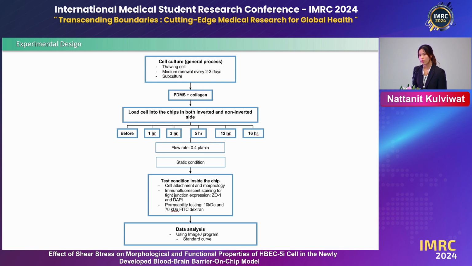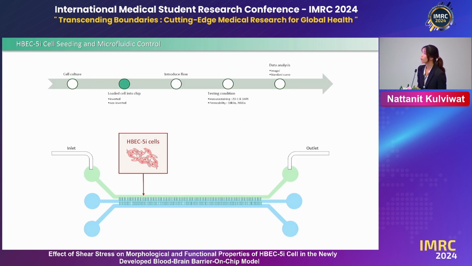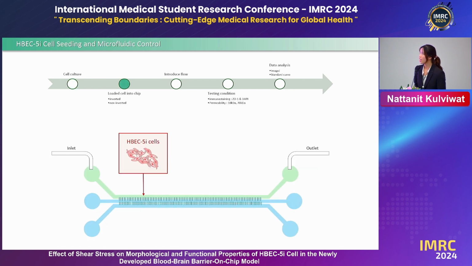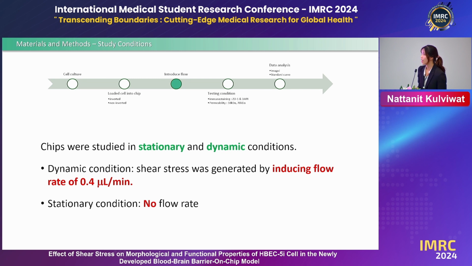This is the overview of the experimental workflow. We will start off with the cell culture process. So we culture hCMEC/D3 cells, which are human cerebral microvascular endothelial cells. This cell is usually used for studying endothelial function, cell trafficking, and surface molecule interaction, and it has low permeability to 70 kilodalton FITC-dextran. Next, we will load the cells into the perfusion channel in both inverted and non-inverted sides. Then we will study the chip in both static and dynamic conditions.